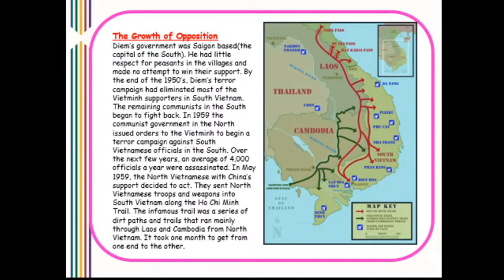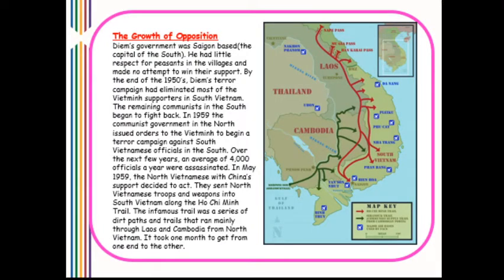In 1959, the communist government in the north issued orders to the Viet Minh to begin a terror campaign against South Vietnamese officials in the south. Over the next few years, an average of 4,000 officials a year were assassinated. In May 1959, the North Vietnamese, with China's support, decided to act. They sent North Vietnamese troops and weapons into South Vietnam along the Ho Chi Minh Trail.